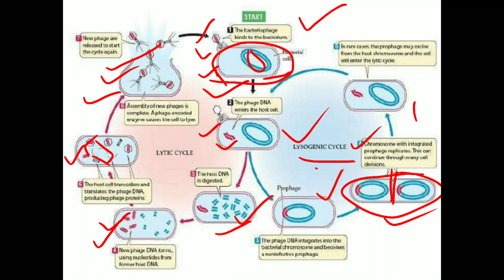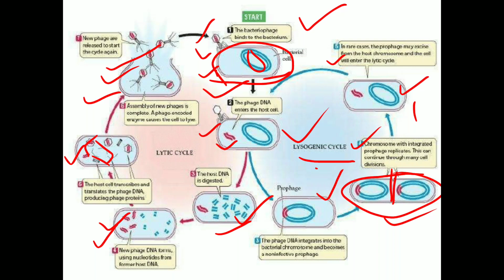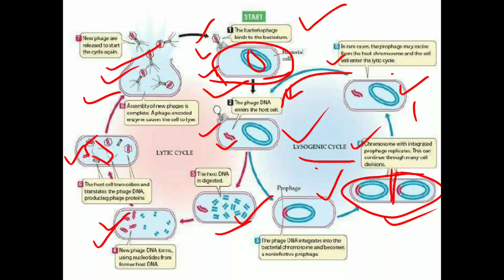The next step, after the replication of that prophage, is that sometimes the viral DNA gets separated from the bacterial chromosome. Here it is given in the fifth point: in rare cases, the prophage may excise, that is, it is removed from the host chromosome, and the cell will enter into the lytic cycle.